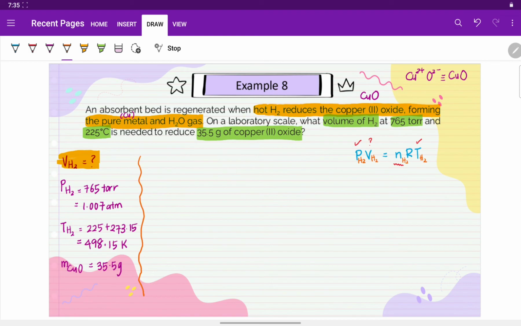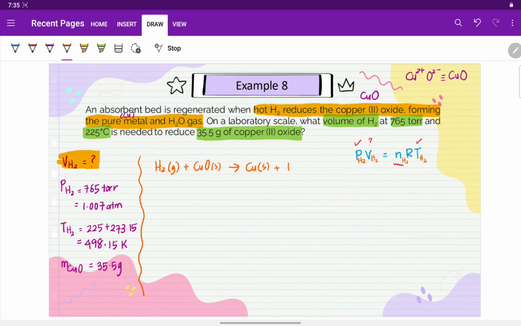Awak akan tulis dahulu equation. Equation apa? Equation reaction lah. Okay, reaction adalah antara hydrogen gas, okay, dengan copper oxide. So copper oxide dia adalah solid. Okay, so dia dah kata dekat sini, hydrogen gas reduce copper oxide forming pure metal. So confirm metal kita adalah copper. Okay, tambah dengan H2O gas.